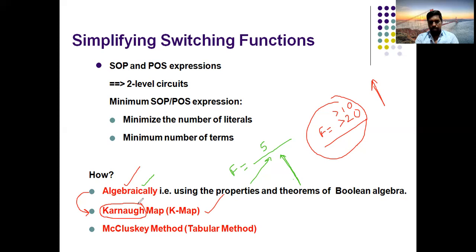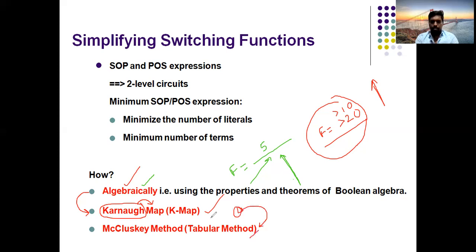So Karnaugh is a mathematician who proposed this mapping method in order to reduce a Boolean expression. Okay, so this K-map also has some limitations. In order to overcome those limitations, we again go for a new method called the tabular method, that we will discuss later.